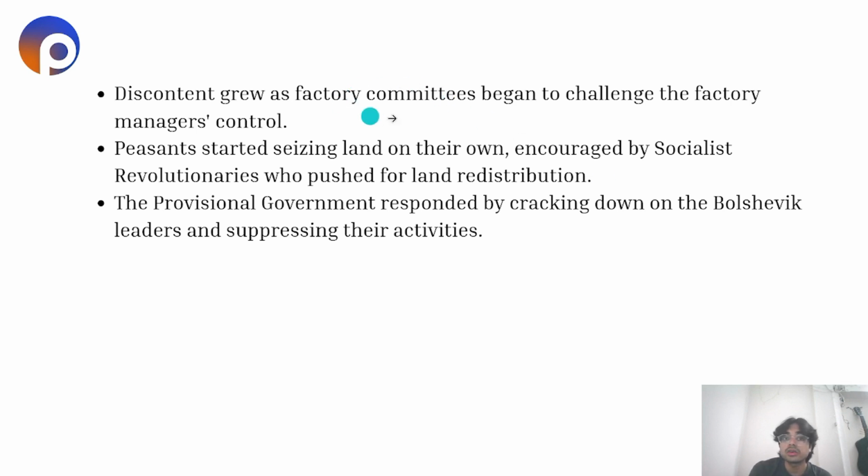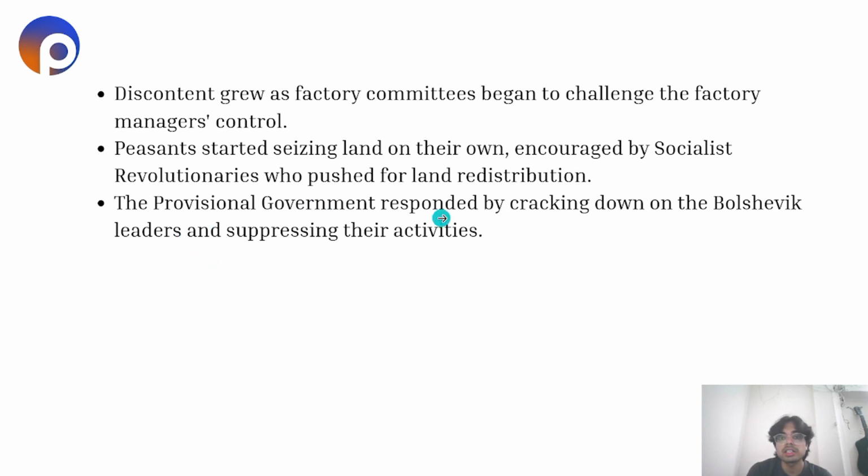Meanwhile, the factory workers controlled the whole factory, and the peasants started seizing their land on their own, encouraged by socialist revolutionaries who pushed for land redistribution. So, peasants challenged the landowners.